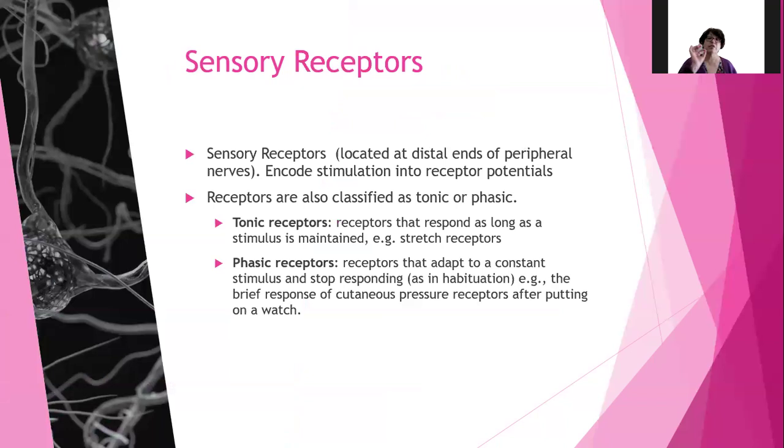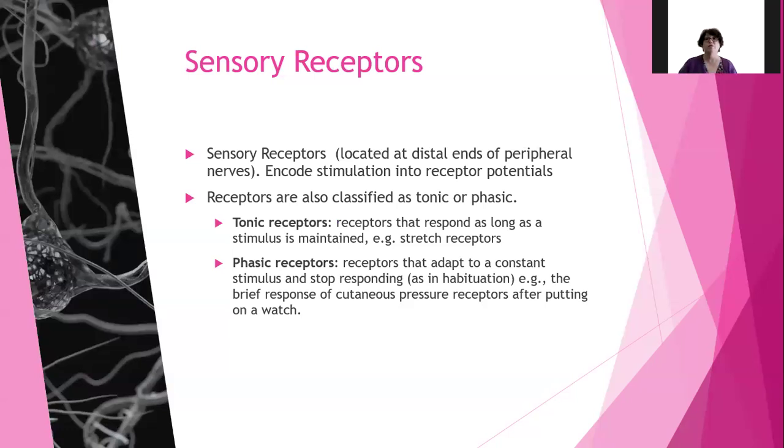The sensory receptors are located at the distal end of a peripheral nerve, and they encode whatever the physical stimulation is into receptor potential. So they transduce that physical information into neural energy that can be transmitted through the nervous system. So receptors, all of those different types of receptors, can also be classified as tonic or phasic.